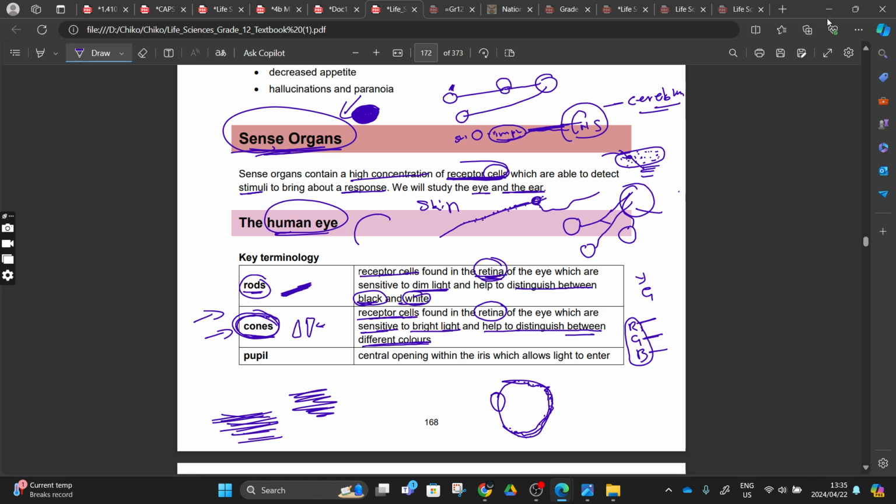I hope you understand that. So we have these 2 receptors in our human eye. Both of them are called photoreceptors, right? We have the rods and we have the cones, something like this.